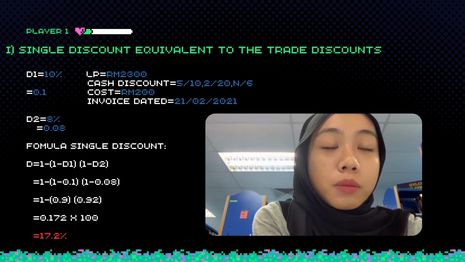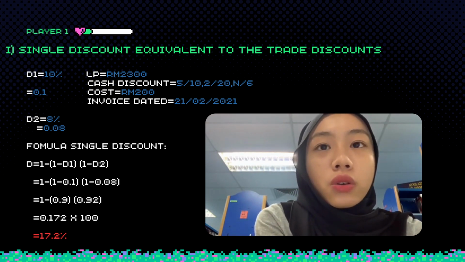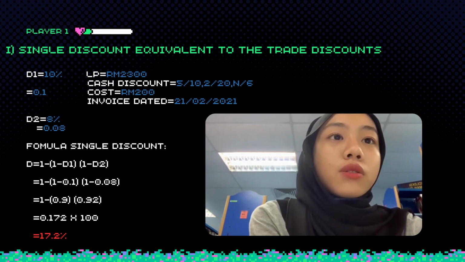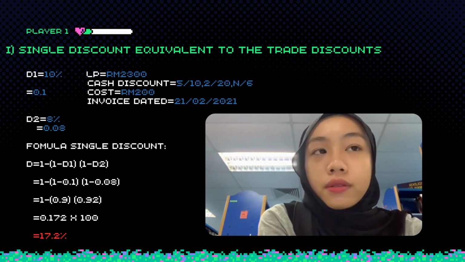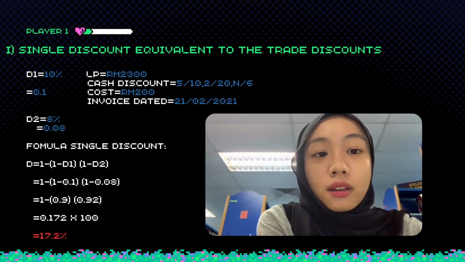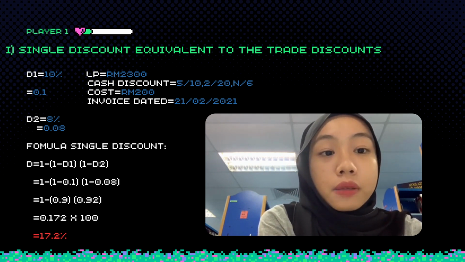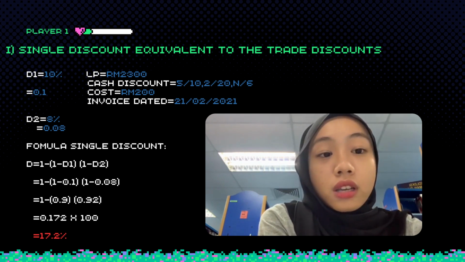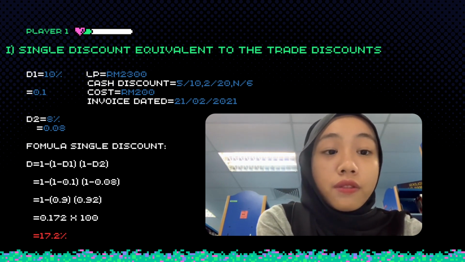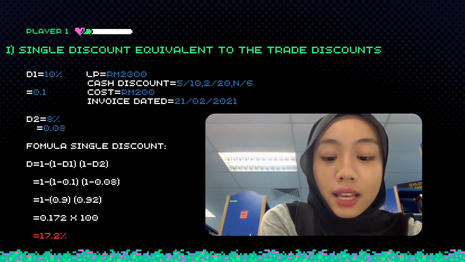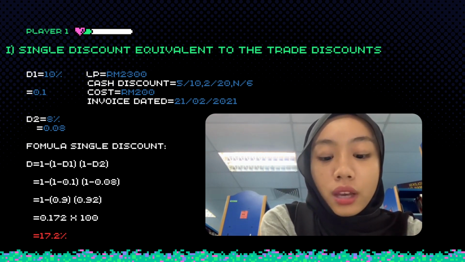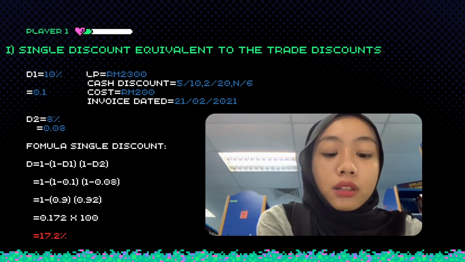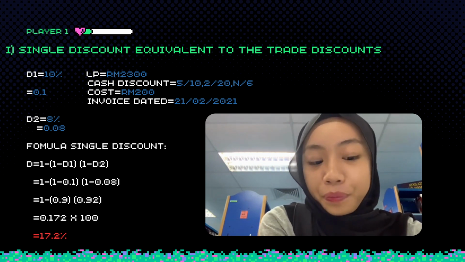So I will explain question 1, which is the single discount equivalent to the trade discount. In the question we have D1 10%, D2 8%, LP is list price, which is 2,300 ringgit, and cost is 2,000 ringgit. Second, the cash discount is 5 divided by 10, 2 divided by 20 and divided by 16. Lastly, the invoice date is 21 February 2021.